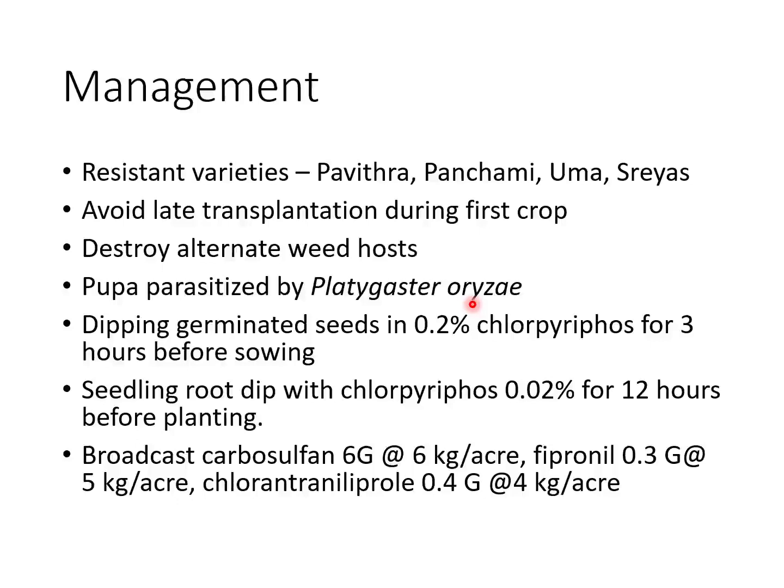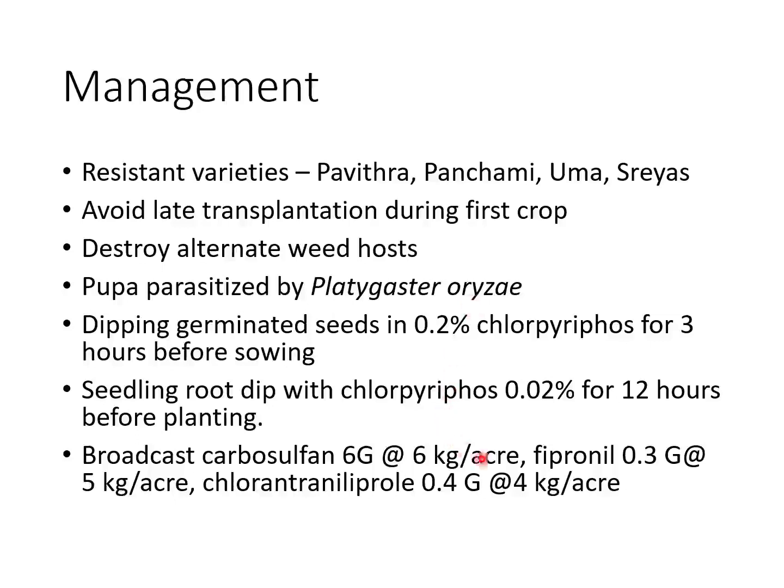And coming to the chemical management, we can opt for seed or seedling treatment. In seed treatment, before sowing, we can dip the germinated seeds in 0.2% chlorpyrifos for 3 hours. So before sowing of the crop, dip the seeds in chlorpyrifos 0.2% solution for 3 hours. If you are going for transplanting, we can dip the roots of the seedlings.